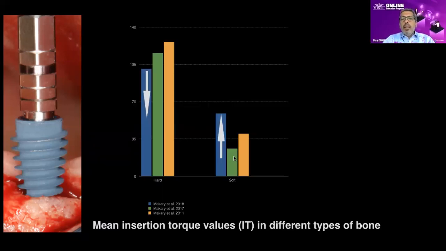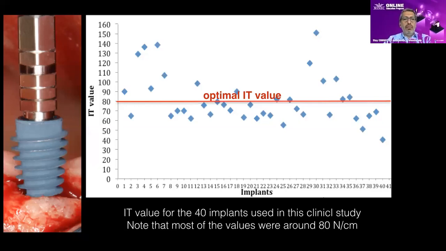So what we observed in our study compared to other studies that we did in our group is that hard bone values were lower than with other implant systems, and soft bone values were higher than with other implant systems. So what is the optimal value of IT that we need to have? We see that in this study, most of our values were around 80 Newton centimeters.